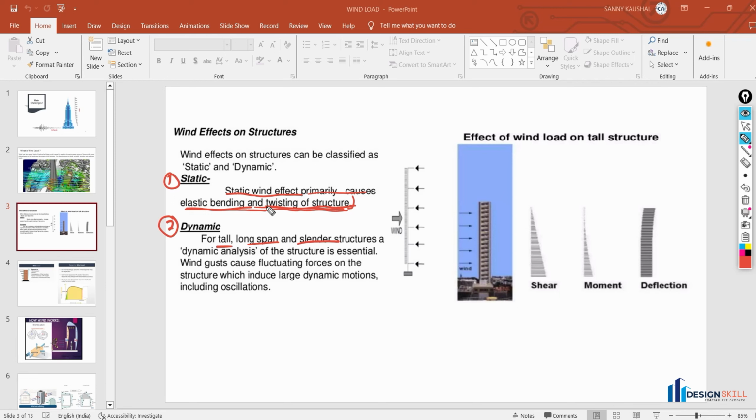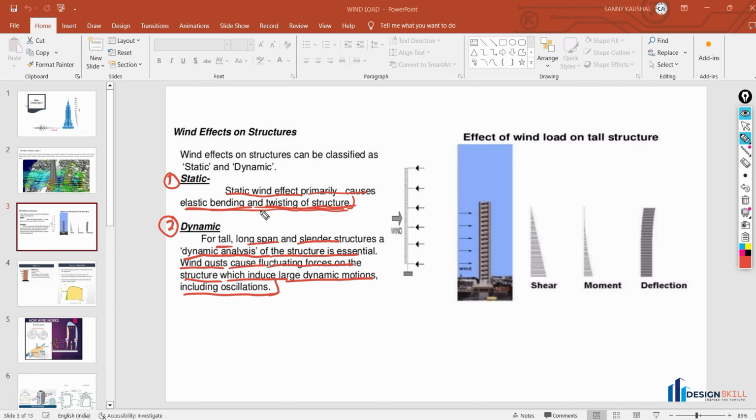The static wind effect causes the elastic bending and twisting of the structures, and it is applicable only to low rise or medium rise structures. But the dynamic effect of the wind will occur for tall structures, long span and cylinder structures, where dynamic analysis of the structure is essential to perform, and wind gusts cause fluctuating forces on the structures which induce large dynamic motions including oscillations also.